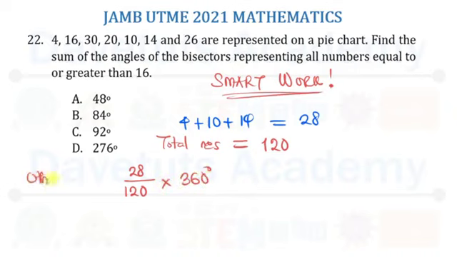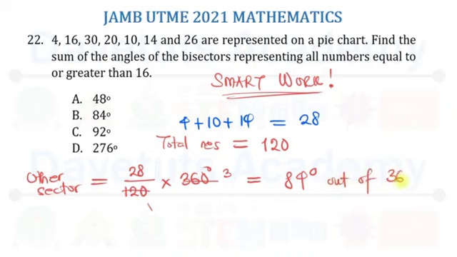Other sector, let me just write that out. So 12 can go here, 1, 12 in 360 is 3. 28 times 3 is what? 3 times 8 is 24, remaining 2. 2 times 3 is 6, plus that 2 is 8, is 84 degrees. So the other sector is 84 degrees out of 360 degrees.